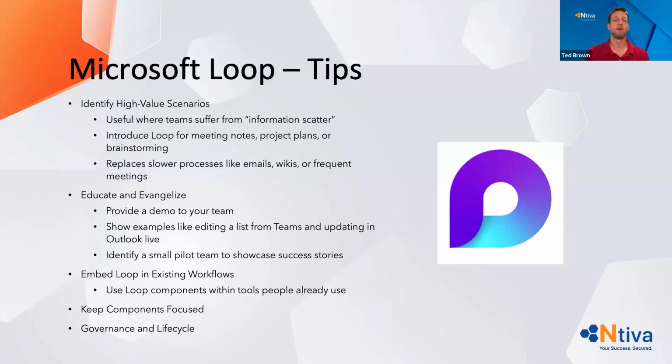Next for Microsoft Loop is keeping components focused. A best practice that emerges with Loop is keeping each component focused on a specific purpose. For instance, a table component strictly for a backlog list or an action register, rather than dumping an entire project plan into one gigantic component. Focused components are easier to embed where it's relevant and also allow you to manage rights. And maybe you need to only share specific components with a specific team. So keeping it focused on specific tasks is key.